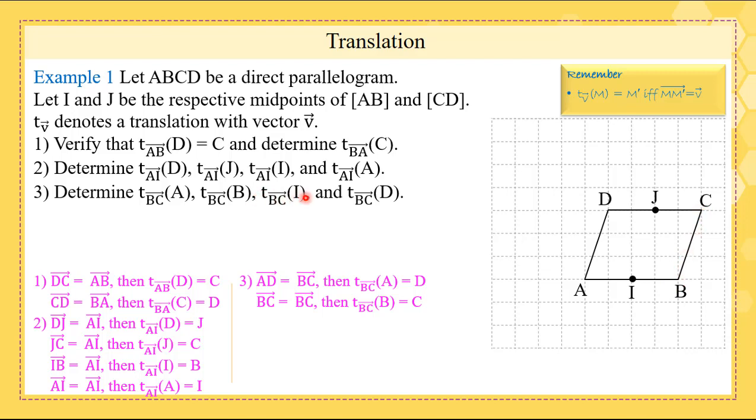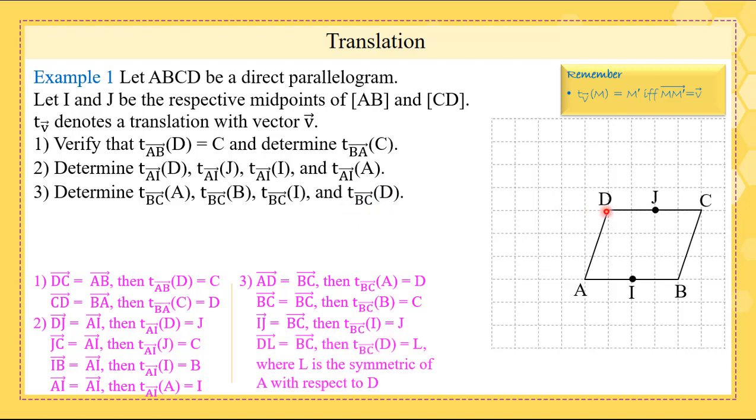Now the translation of the point I by vector BC. Since IJ vector is equal to BC vector, then the translation of the point I by vector BC must be the point J. Now the translation of the point D by vector BC. Here we have to find a vector starting from the point D in such a way that this vector is equal to BC vector. So I need to put a point L here in such a way that L is the symmetric of A with respect to D. In this case, DL vector is equal to AD vector, and AD vector is equal to BC vector. So we conclude that DL vector is equal to BC vector. So the translation of the point D by vector BC must be the point L.